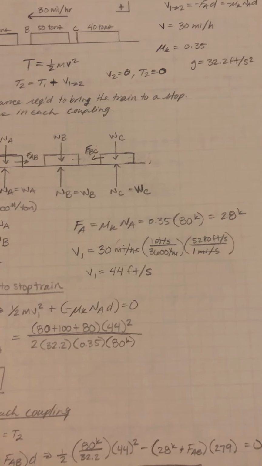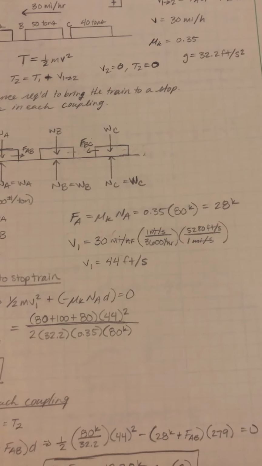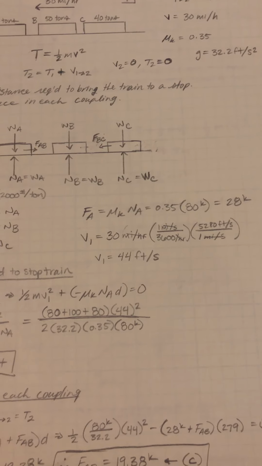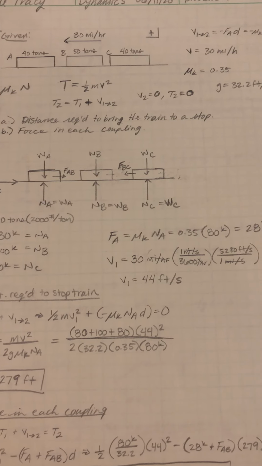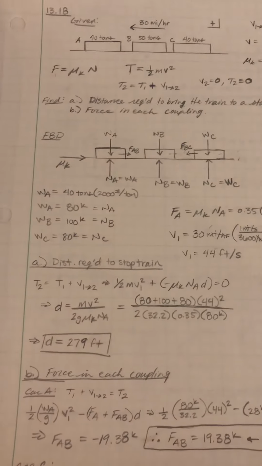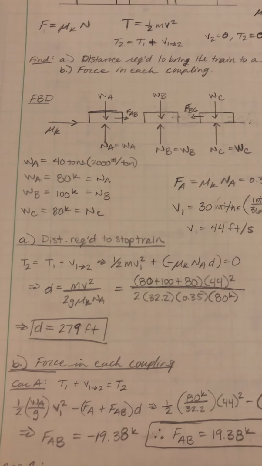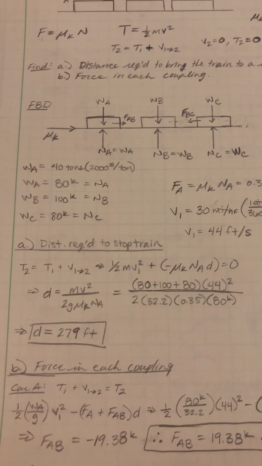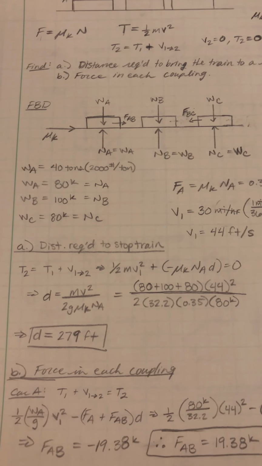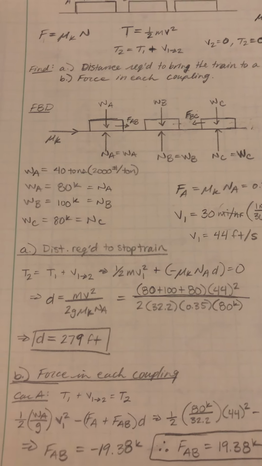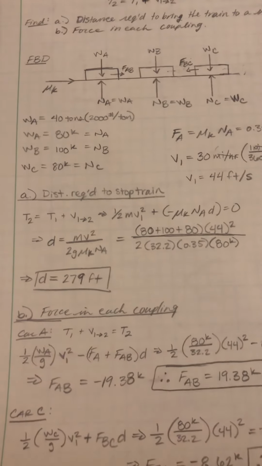as mu sub k times the normal force at A is equal to 28 kips. And from there, we're able to break down this 30 miles an hour into feet per second. So I'm plugging all of that in using the similar equation that we used in the previous 2 problems. We're able to manipulate the equation such that we can find D, and plugging in the values, we find that D is equal to 279 feet, which is what it takes to get the train to stop.